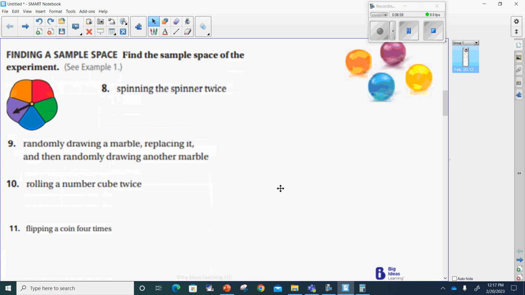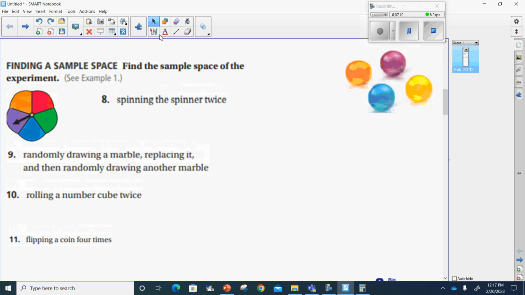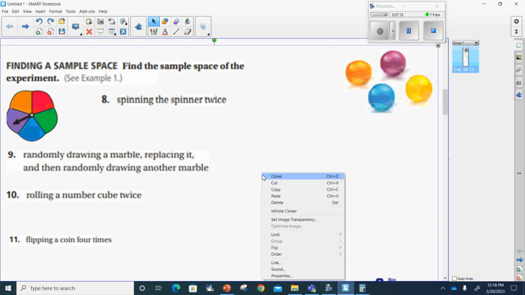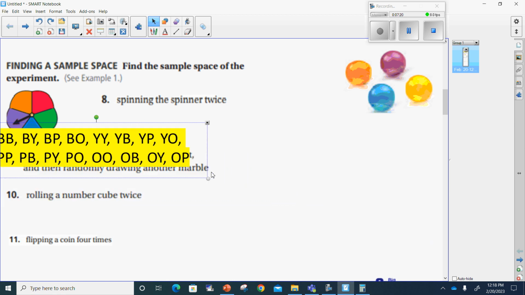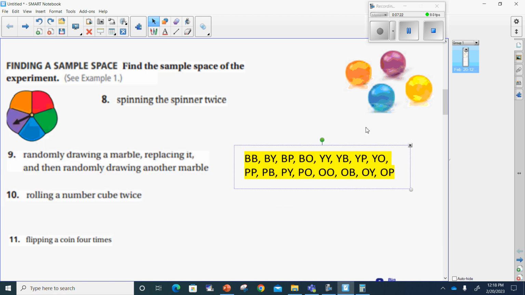All right, you have number 8, I have number 9. It says find the sample space of the experiment. Randomly drawing a marble, replacing it, and then randomly drawing another marble. This time we got 4 marbles here. And much like I did with the other one, I don't plan to write all that out. I'm going to shrink it down here a little bit. As you can see, we can start off with a blue marble. Remember, if we replace it, we can draw that same blue marble. Or we could draw the blue marble, then yellow, then blue marble, then purple, then blue marble, then orange. And the same with every one of these colors.